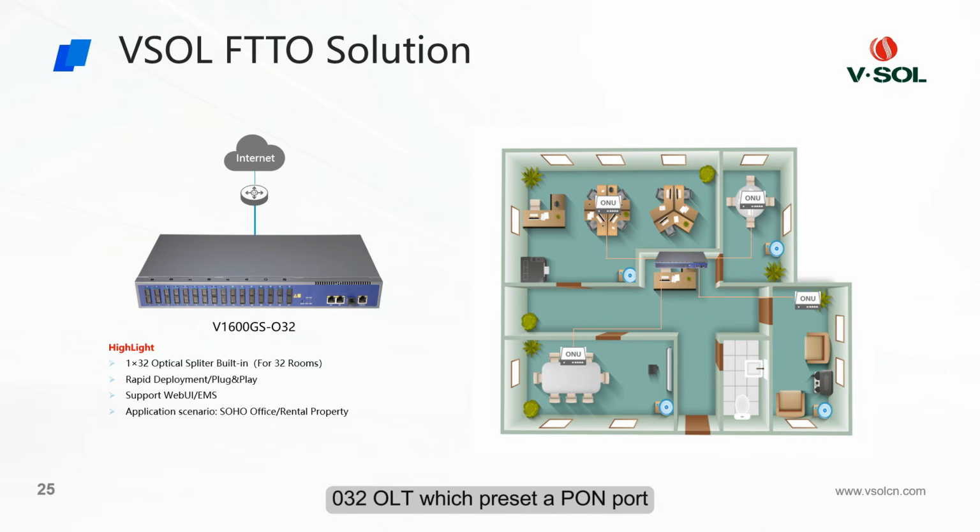V1600GS-032 OLT, which has a preset PON port and does not require an additional optical module. It also has a built-in 32 splitter, allowing for direct fiber optic connection to each room. The OLT is relatively compact and does not require rack placement. It can be directly managed through the OLT Web. The OLT supports plug-and-play without excessive configuration, making it very suitable for small networks like offices.